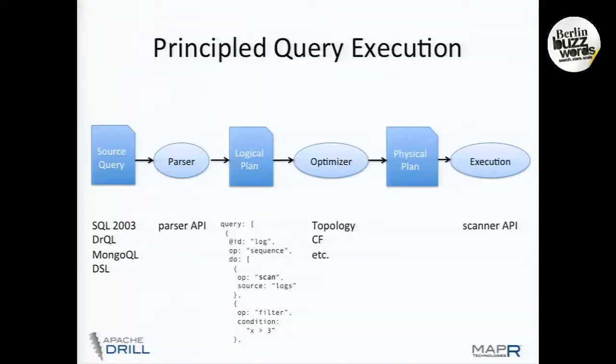Then comes the optimizer. The interesting part here is that as soon as you run in a distributed mode in a cluster, this optimizer has a real job to do, right? Trying to figure out how to partition things and spread out things. And then we have the scanner API, and there you can plug in any kind of data source, really.